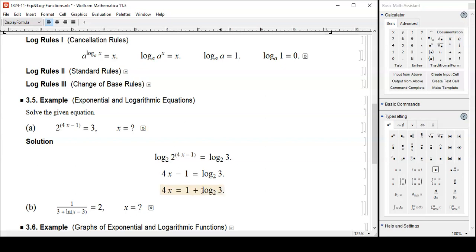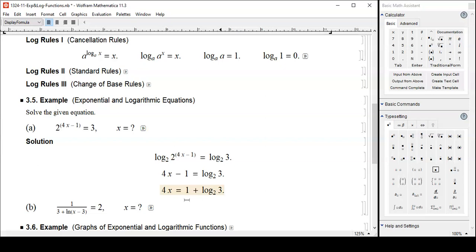Yes, I could have rewritten it as this, plus 1 like this. But in this case, am I doing log of 3 plus 1 or log of 3, plus 1? It's a little bit unclear. So usually it's better to have it here to the left so that you can completely eliminate any possibility of confusion.